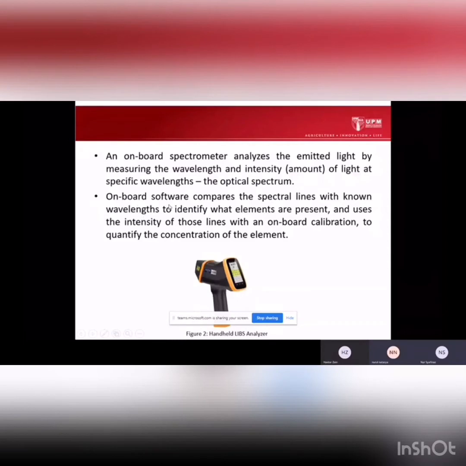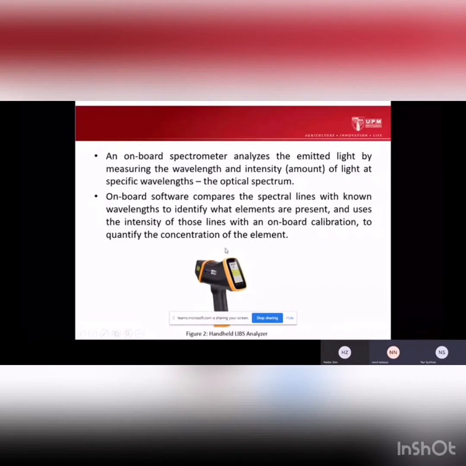Okay, next we also use software to compare the spectral lines. Spectral lines mean the visible region or dark or bright lines. Other than that, we also use on-board calibration to quantify the concentration of the element. We want to know the concentration of the element. We want to know the characteristic of the element. So we can use on-board calibration by knowing the intensity of those lines, so we can determine the concentration of the element.